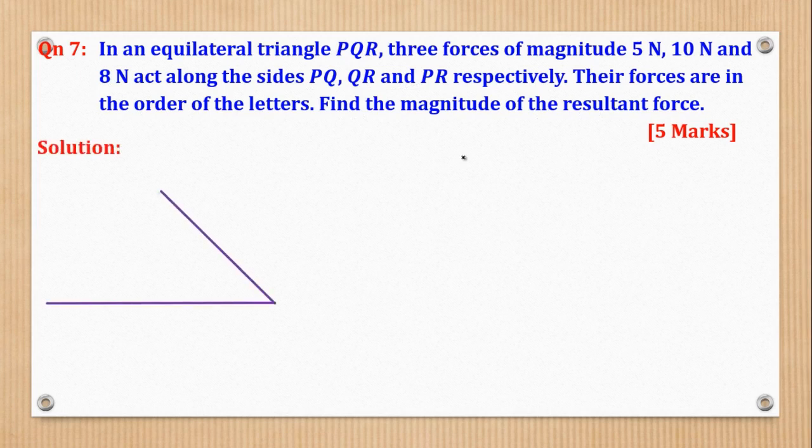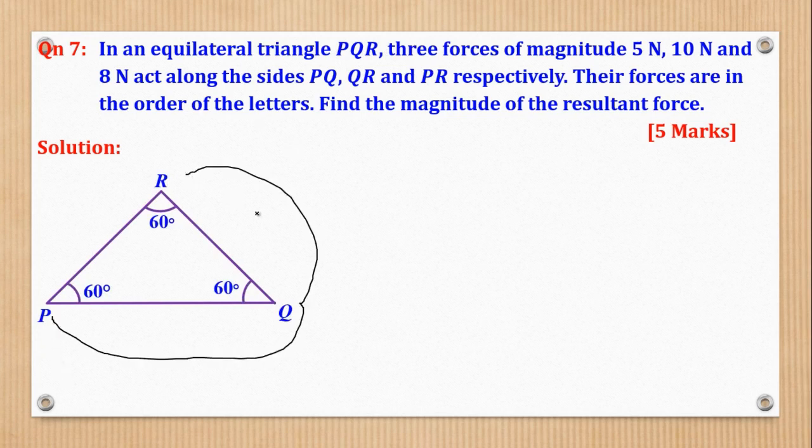So we shall need to make a sketch of PQR. Labeling is done anti-clockwise. So labeling must be done anti-clockwise. Then they said it is an equilateral triangle, meaning that each vertex has an angle of 60 degrees. Then you shall start labeling.